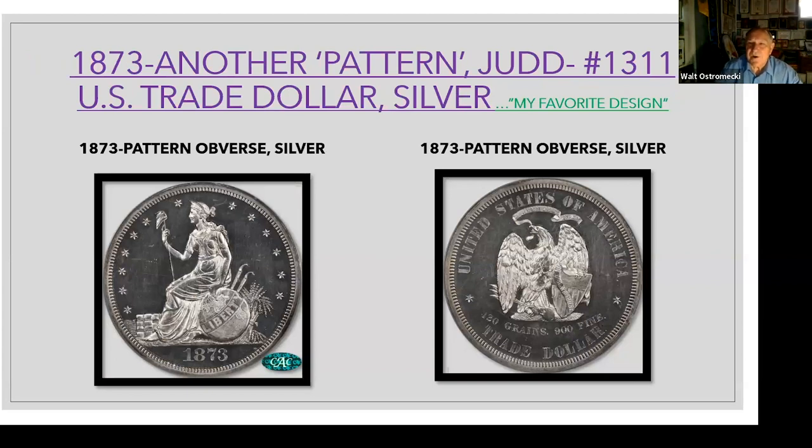1873, another pattern, the Judd 1311 trade dollar. This is my favorite design. I love the reverse that I mentioned earlier. But take a look at the pattern here on the right. Notice her feet are a lot bigger here. We'll get into feet and some of the design techniques too. But she doesn't look like she's smiling. In the other trade dollars that actually were designed and struck, you almost see Lady Liberty smiling. But the reverse, look at that eagle holding the arrows. I just love this particular coin. It's a beauty.